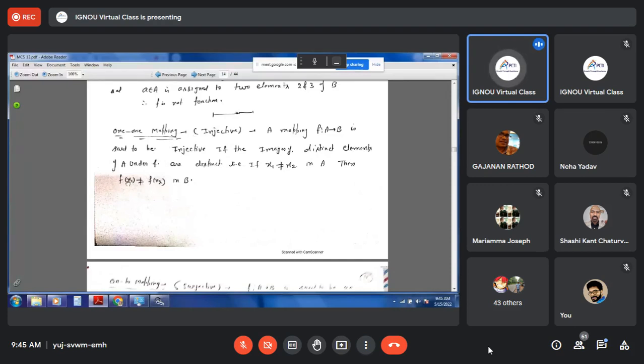Reverse of this definition: if f of x1 is equal to f of x2. Listen carefully. In the numerical, to prove the 1-1 mapping, what we do is: if f of x1 is equal to f of x2, then x1 must be equal to x2. After this we shall discuss an example.